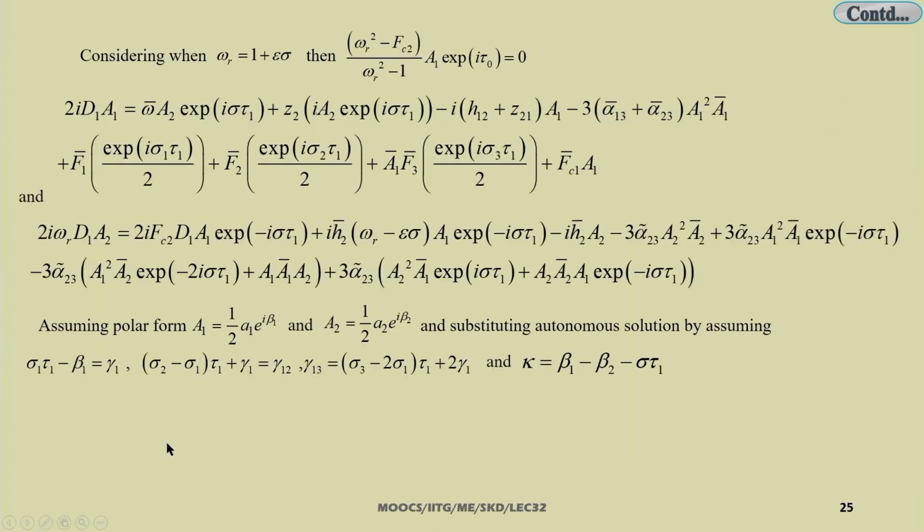Now, considering omega r equal to 1 plus epsilon sigma, we can have this term, omega r square minus f c 2 by omega r square minus 1 a 1 e to the power I t 0 equal to 0. Similarly, we will get this equation taking the polar form a 1 equal to half a 1 e to the power I beta 1 and a 2 e to the power I beta 2 and substituting in this autonomous equation. So, we can study the response of the system.